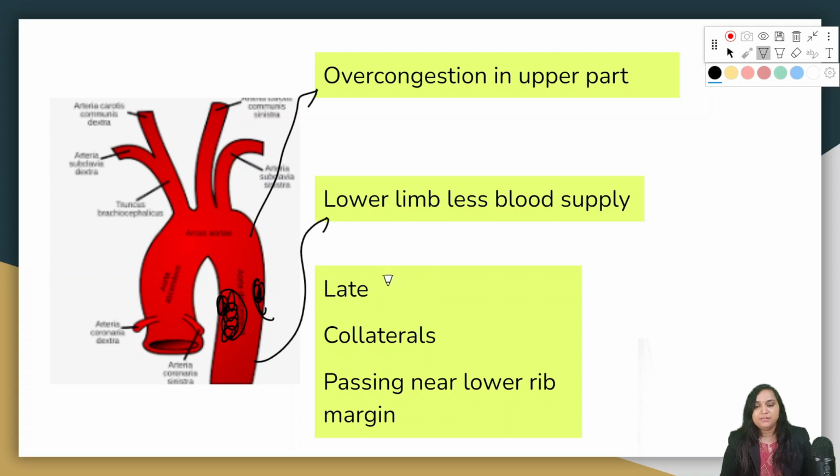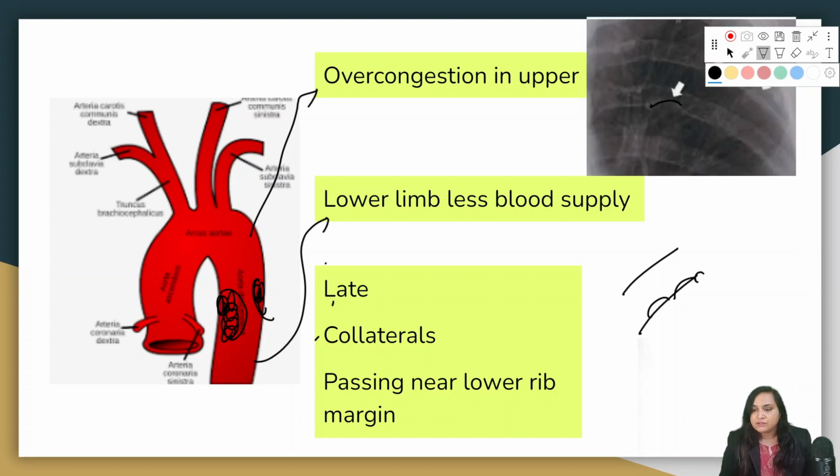less blood supply. So after some time there will be formation of collaterals, and these collaterals will pass along the inferior margin of the rib. So there will be notching of the rib. Inferior margin of the rib will have notching. So two important markers on the X-ray would be 1, 3 sign, as well as notching of inferior margin of ribs.